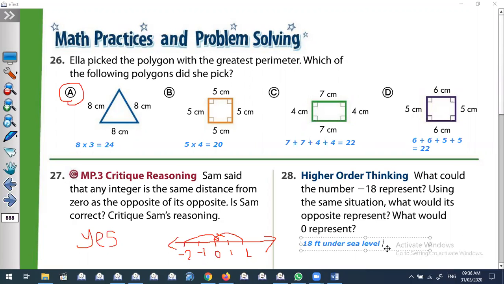And its opposite is 18 feet above sea level. What about zero? Zero represents sea level. So 18 under sea level will be negative 18. 18 feet above sea level will be positive 18. Zero is sea level.